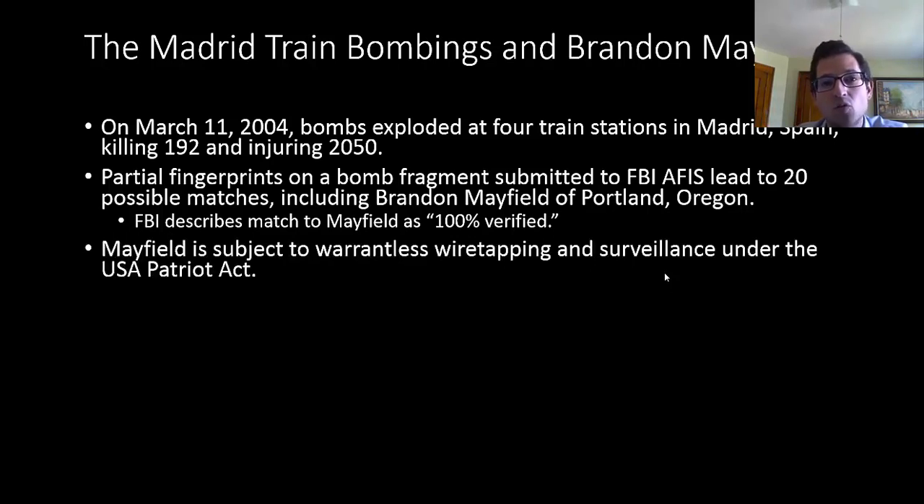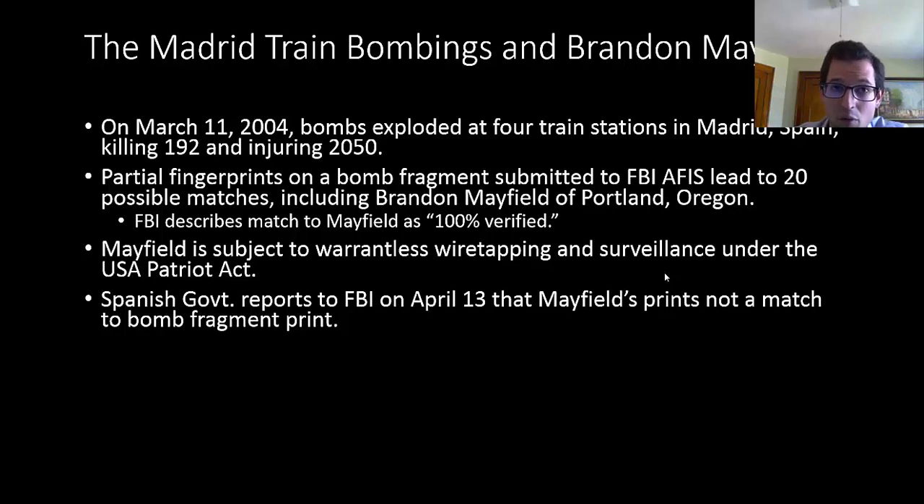Mayfield then was subject to warrantless wiretapping and surveillance under the USA Patriot Act, and so they tapped his phones and they surveilled him and his family. A warrant was not issued by a judge because this was a terrorism case. The government had recently given itself the authority to do these sorts of things without a warrant. Normally you need a warrant to collect this sort of evidence, but that is no longer the case.